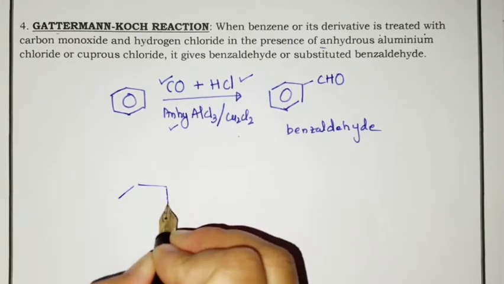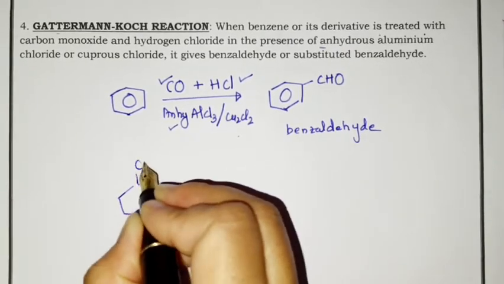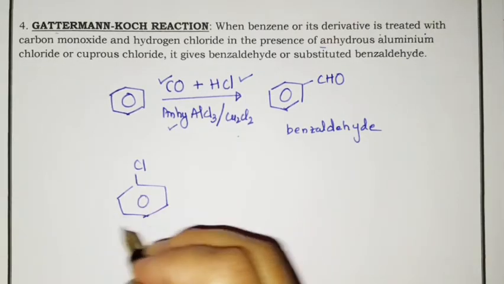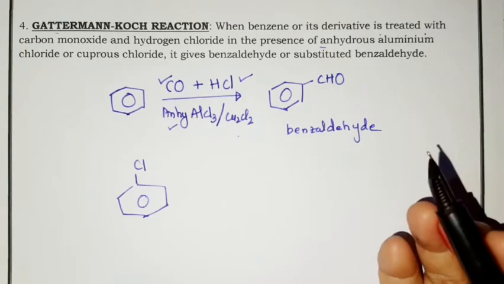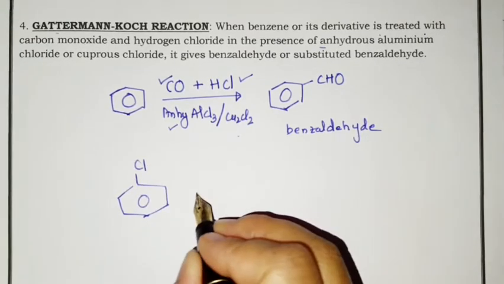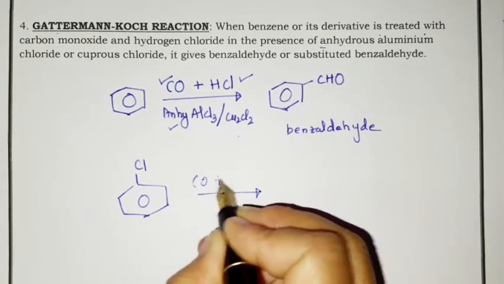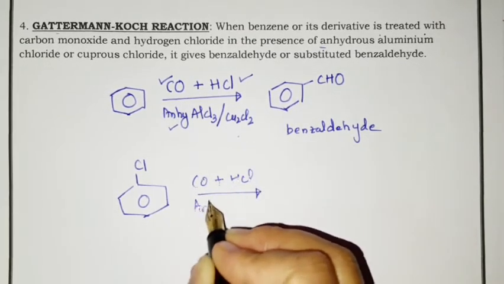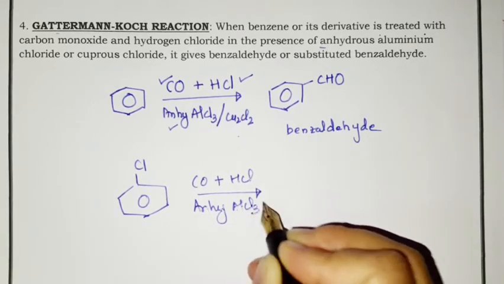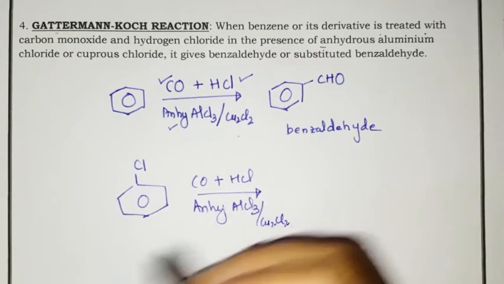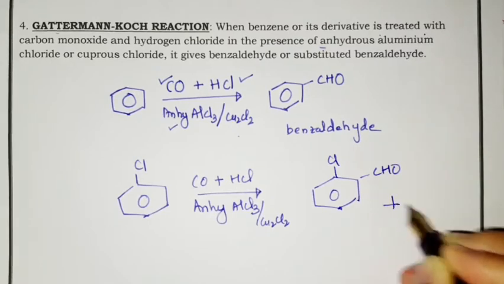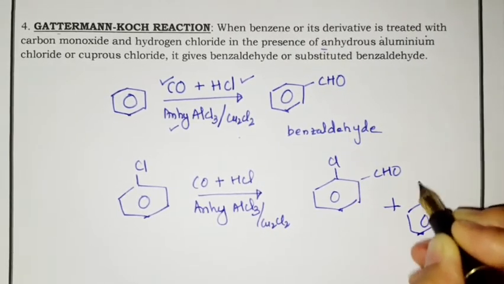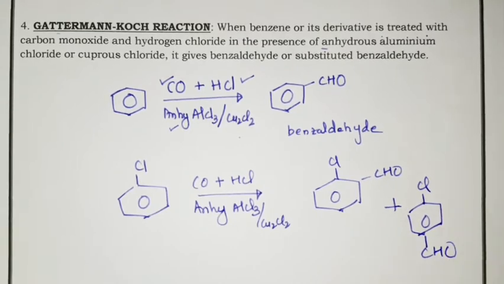Suppose we have chlorobenzene. Now since this GATTERMANN-KOCH reaction is an electrophilic substitution reaction, and chlorine is an ortho para directing group, the most probable products are the ortho and para isomers. Cu2Cl2, either of the two you can write. So one product with CHO, and another one, the para isomer. So these are the products when we do the GATTERMANN-KOCH reaction for chlorobenzene.